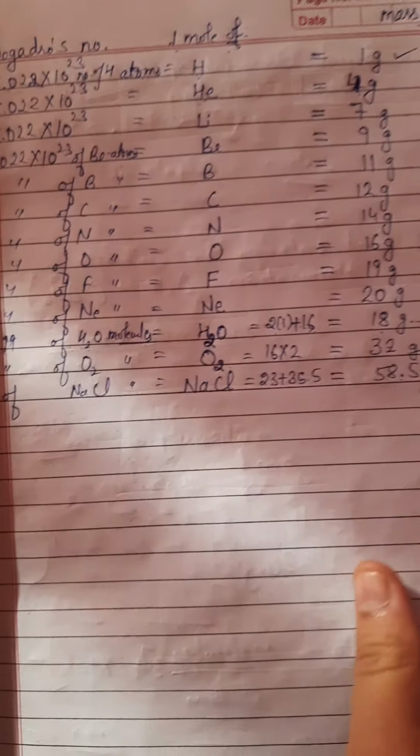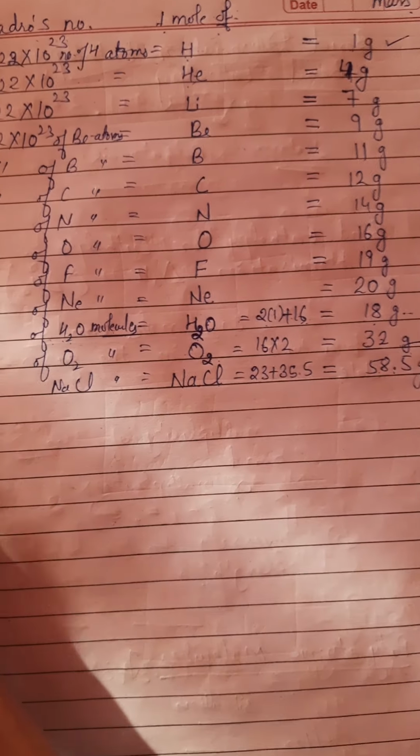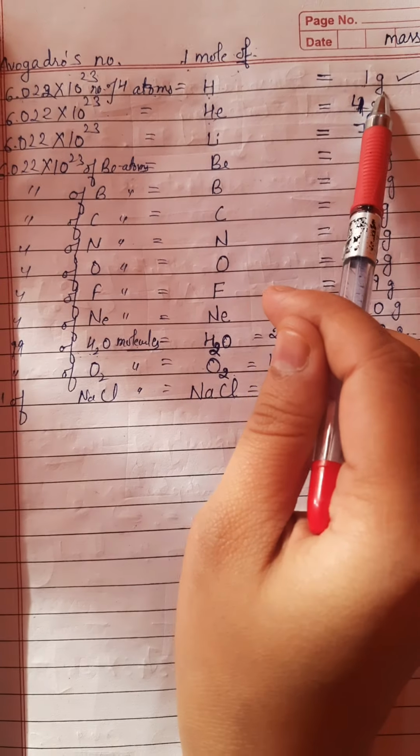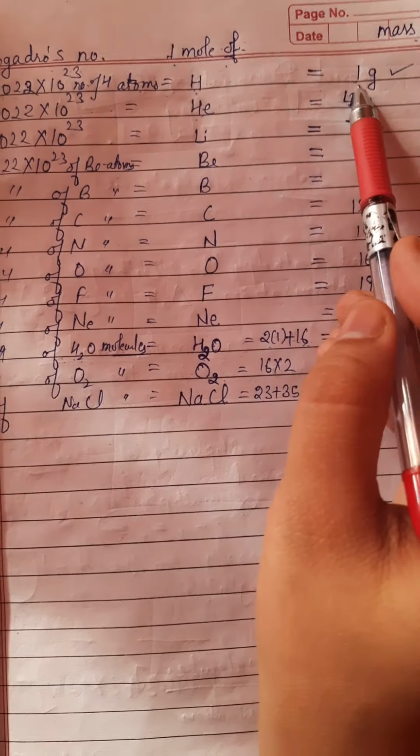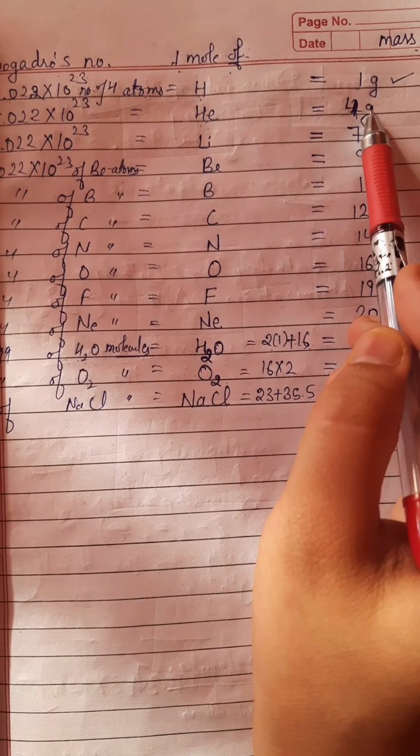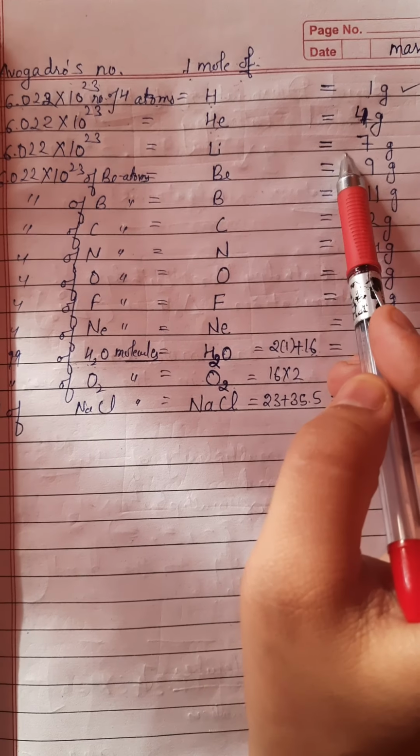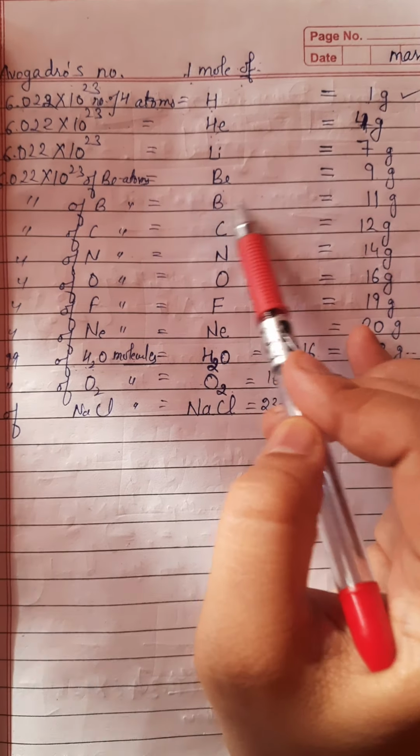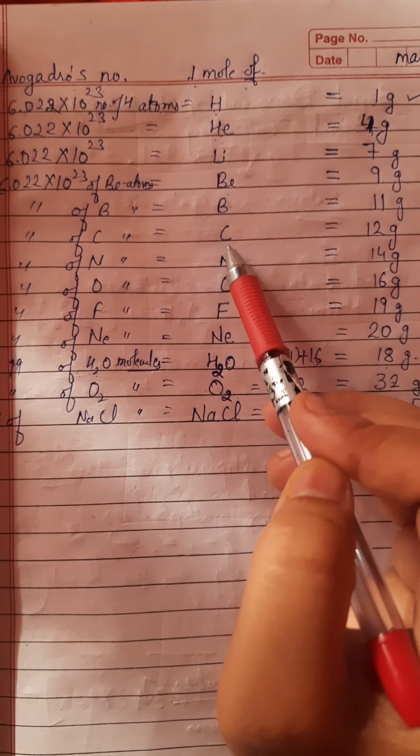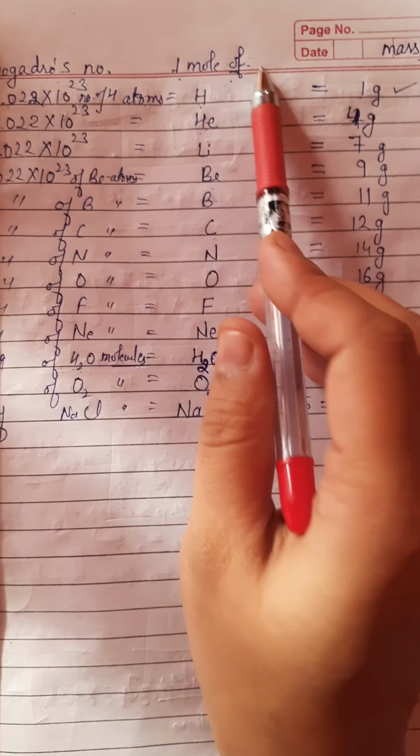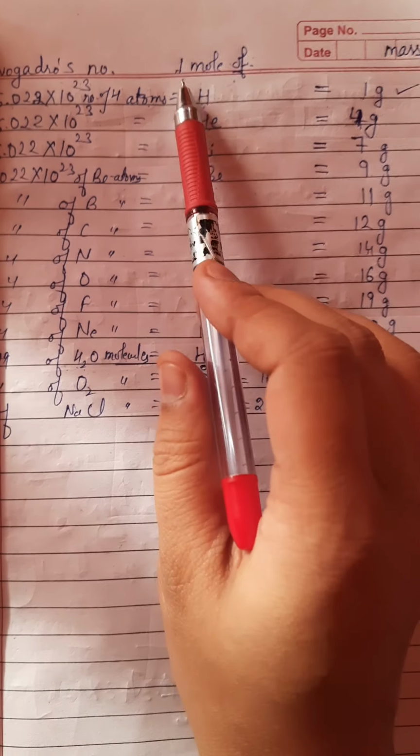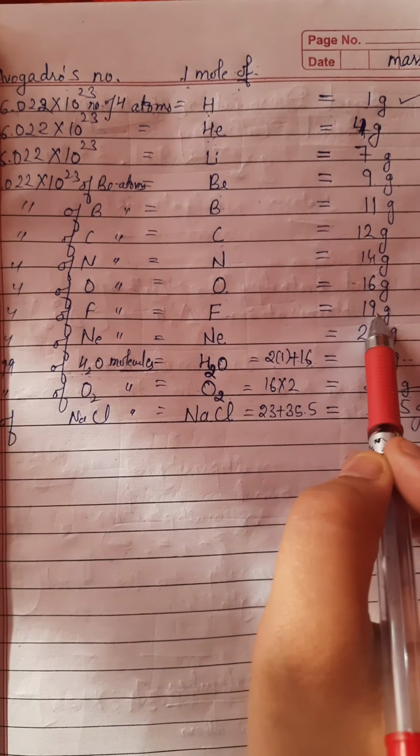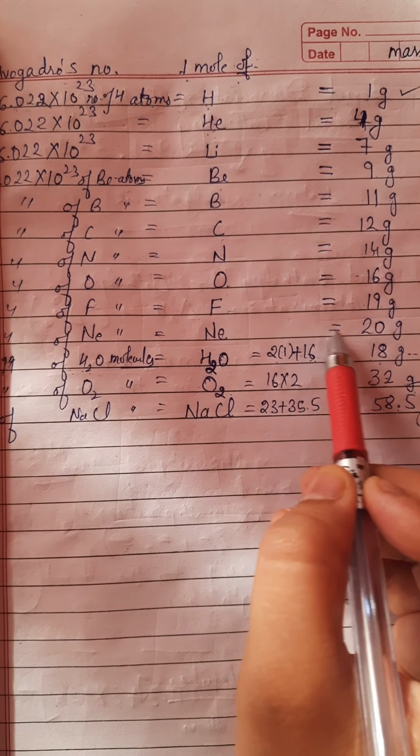Now I have taken a few examples here just for clearing the concept. 1 mole of hydrogen in mass, if I ask mass, then it will be 1 gram. 1 mole of helium is equal to 4 gram. 1 mole of lithium is equal to 7 gram. 1 mole of beryllium is equal to 9 gram. 1 mole of boron is equal to 11 gram. 1 mole of carbon is equal to 12 gram. 1 mole of nitrogen is equal to 14 gram. 1 mole of oxygen is equal to 16 gram. 1 mole of fluorine is equal to 19 gram. 1 mole of neon is equal to 20 gram.